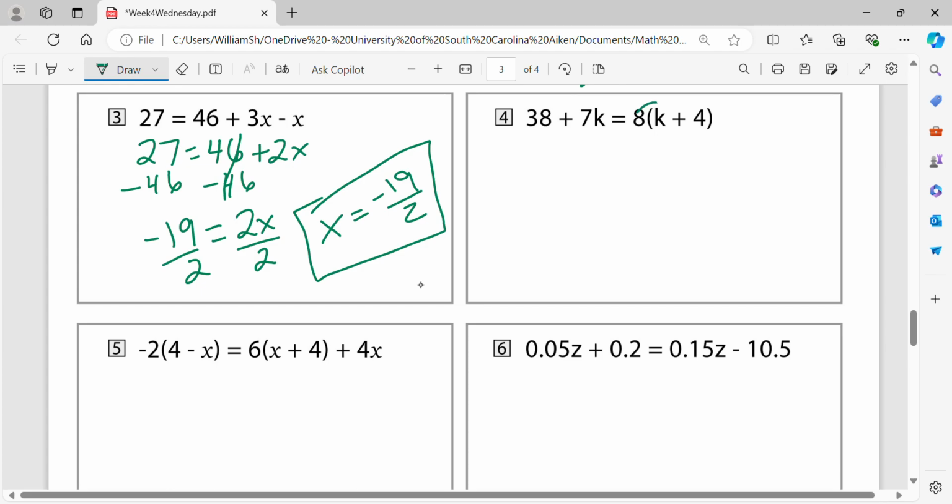Now, I'm going to distribute this 8 to both terms over here, so I can simplify this down a bit before we start to solve. 8 times k is 8k. 8 times 4 is 32.